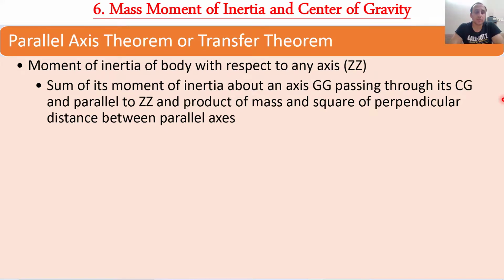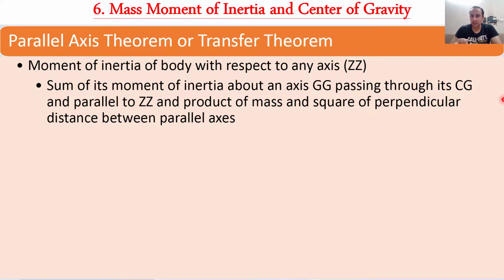So what is the moment of inertia of the body with respect to any axis ZZ? You need to keep in mind that axis ZZ is the axis of interest. So the moment of inertia of a body with respect to any axis of interest is equal to the sum of, so it means it will have two terms. The first term will be the moment of inertia about an axis GG. It means, first of all, we need to calculate the moment of inertia of that particular part or a machine or a mechanism about its own CG.